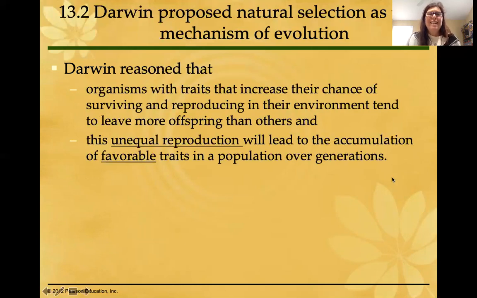So Darwin reasoned that organisms with traits that increase their chance of surviving and reproducing in their environment tend to leave more offspring than others. And so we get what's called unequal reproduction, and it will lead to an accumulation of favorable traits. As we start to do that, we have now shifted our gene frequencies, and this has changed the population. This is evolution. This is microevolution. And that is kind of what we're focusing on, not macro. Macro is, yeah, completely new species. We're talking about microevolution here.